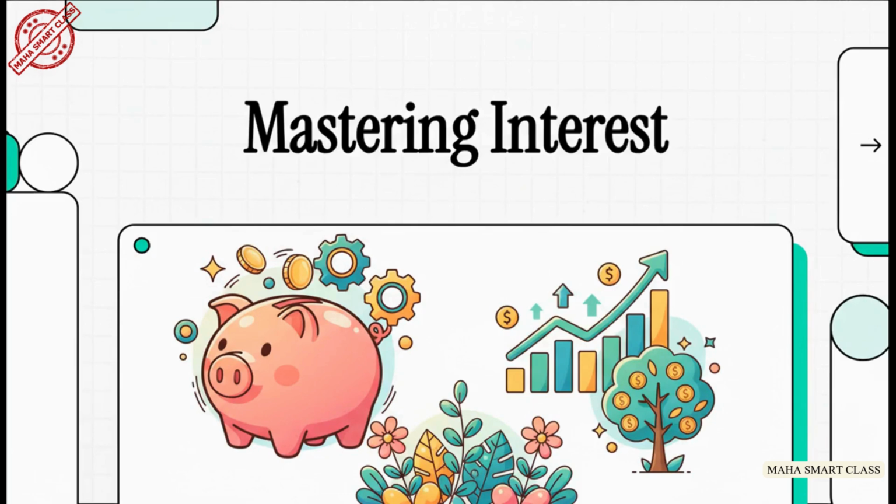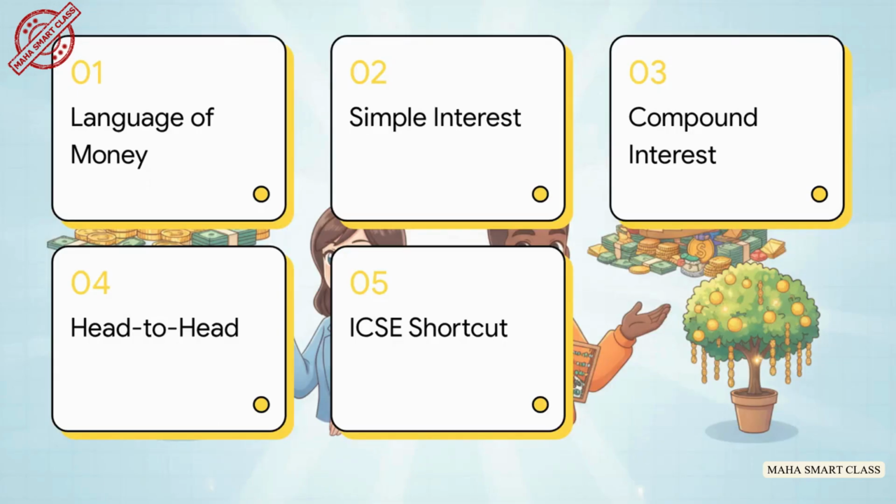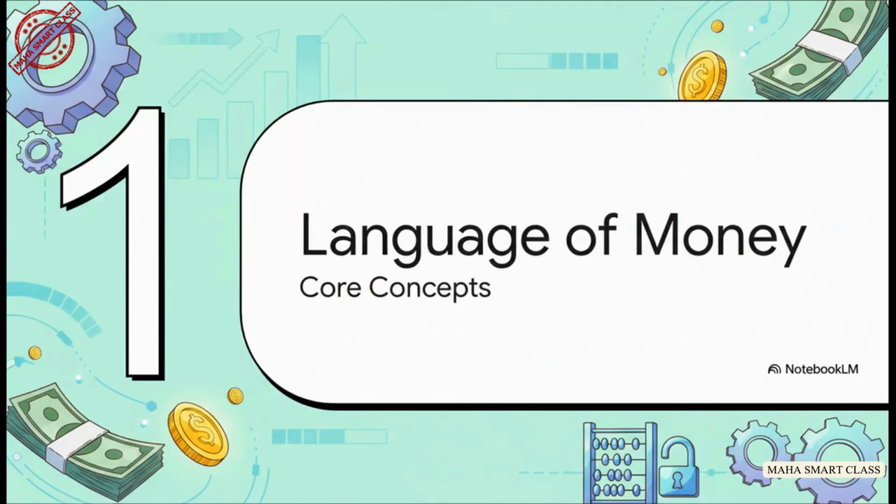Welcome! In this explainer, we are going to totally demystify one of the most important topics in mathematics, and frankly, in life, interest. So here's the game plan. We're going to build our understanding step by step. We'll start with the basic language of money, then we'll get into simple and compound interest, see how they compare, and then I'll even show you a pro-level shortcut for your exams. Ready? Let's get started.